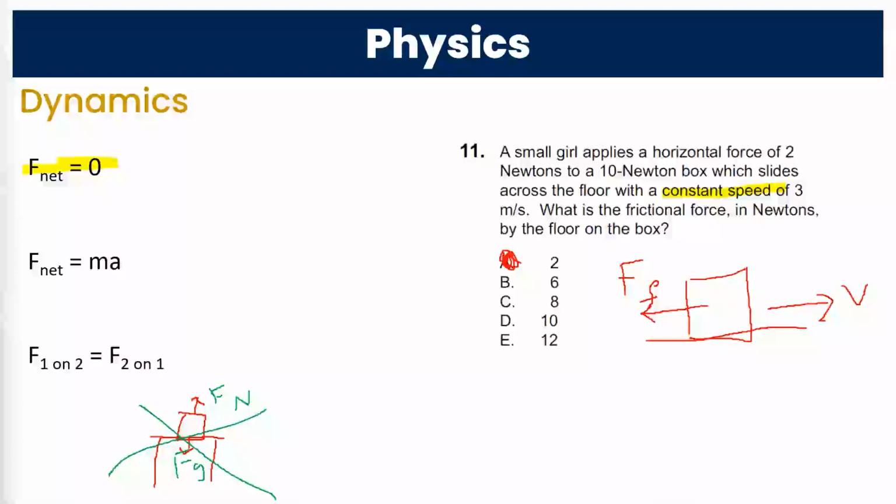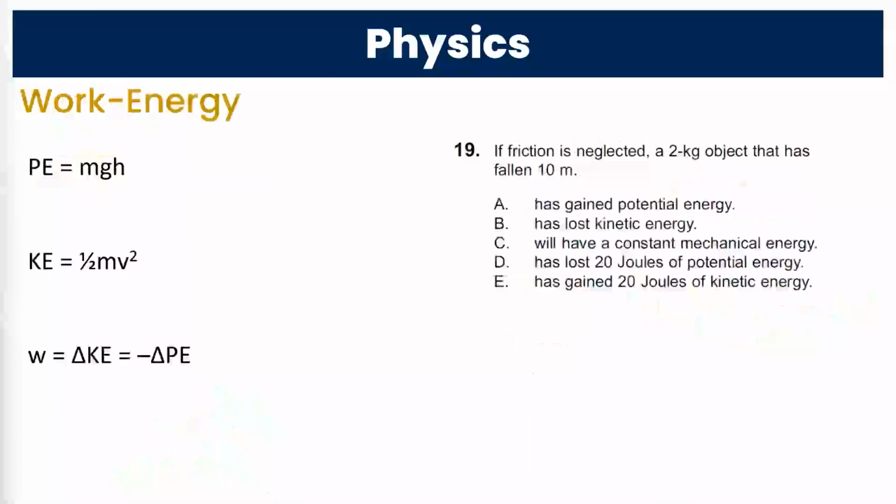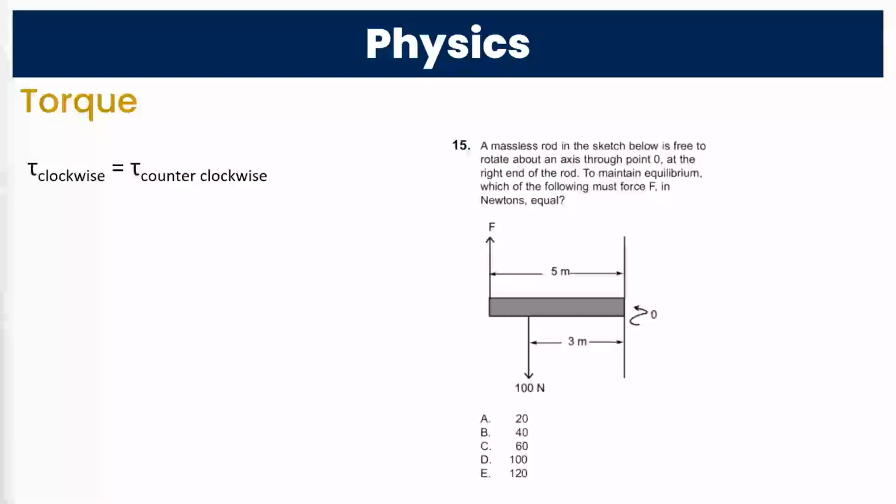That's the DAT, or sorry, the OAT. No physics on the DAT. Oops. Torque. Got your favorite types of torque questions. Torque, basically, as long as you understand torque counterclockwise is equal to torque clockwise, you're in a good place.